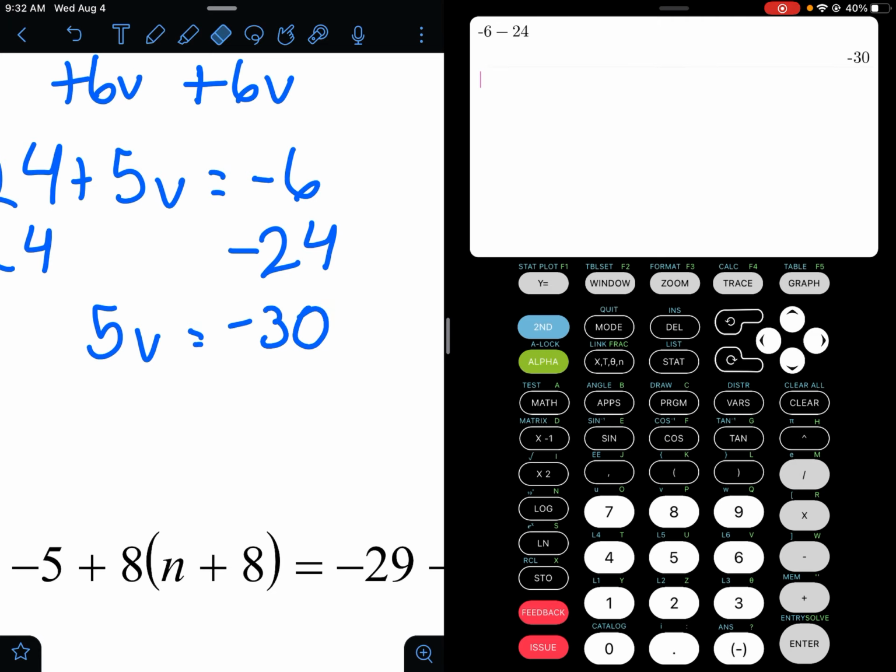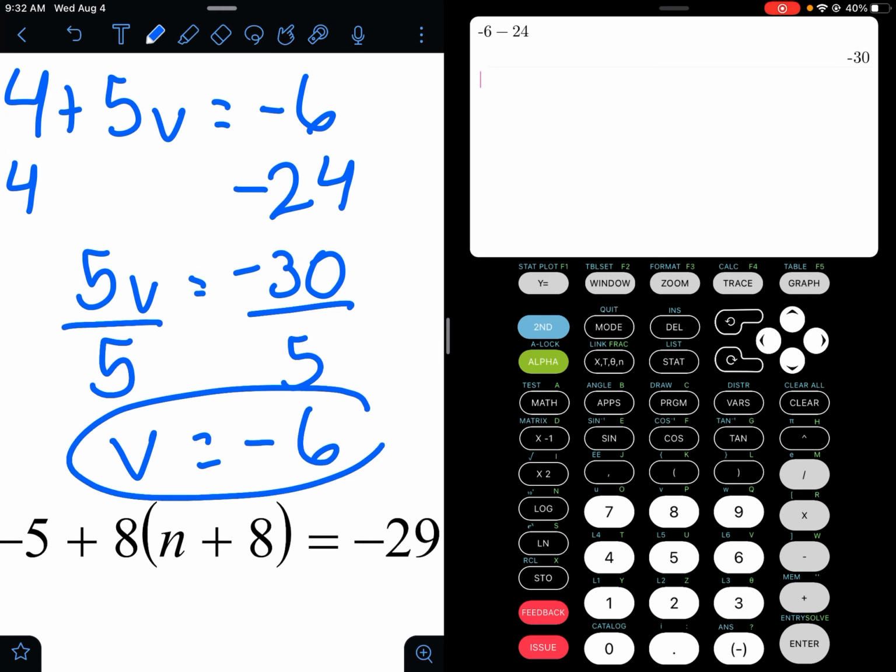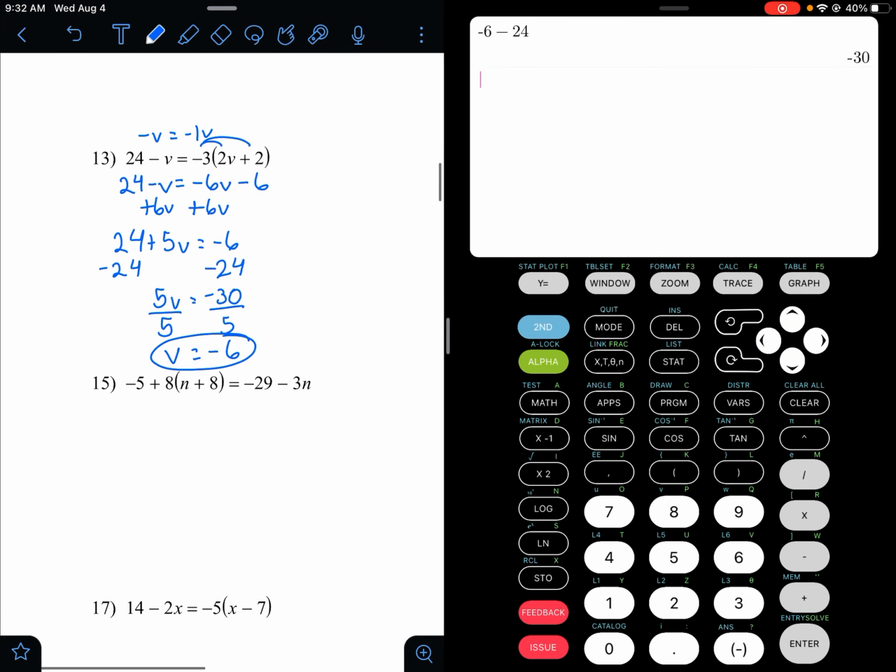All right. And then we're going to go ahead. We've got to continue getting v by itself. So I'm just going to go ahead and divide by 5, and I get v equals -6. All right, awesome.